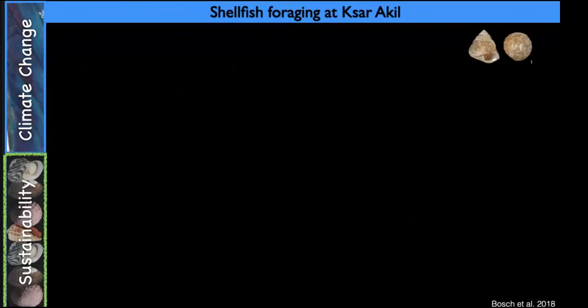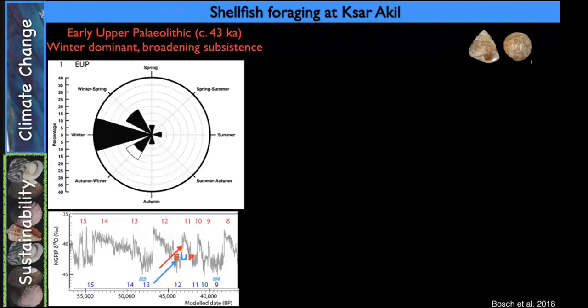So harking back to the previous example, we've reconstructed the seasonal foraging patterns from different archaeological layers at Xara-Kil. And what we found was that during the early Upper Paleolithic or Ahmarian, shellfish are shown to be foraged throughout the year, but with an overwhelming predominance in winter. And this is when shellfish began to appear in this record in great numbers, as part of a broadening subsistence strategy that we see in many Upper Paleolithic sites in this region.